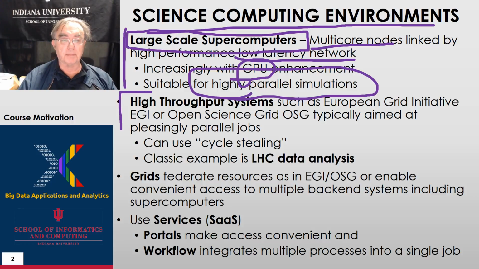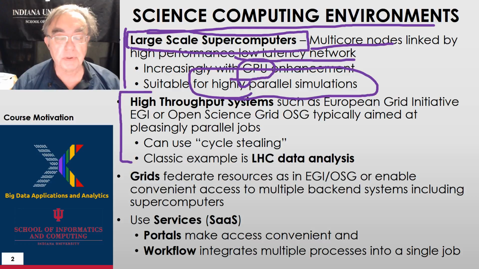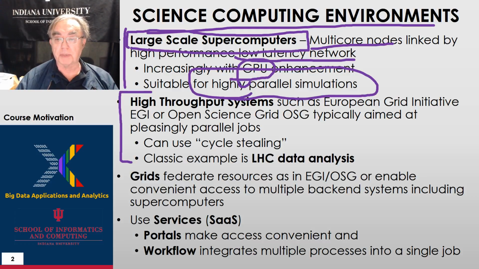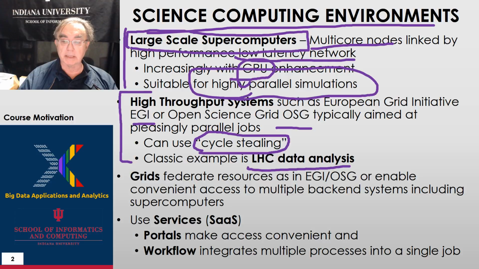Then there are so-called high-throughput systems, which do what we will sometimes call pleasingly parallel jobs largely. This is what used to be called the European Grid Initiative, in the US, the Open Science Grid, and they can often do cycle stealing, whip off to a largely idle machine and find spare cycles on it. And the analysis of the Large Hadron Collider is a very good example of how this is done. And as I mentioned, this uses hundreds of thousands of cores around the world to do their analysis.